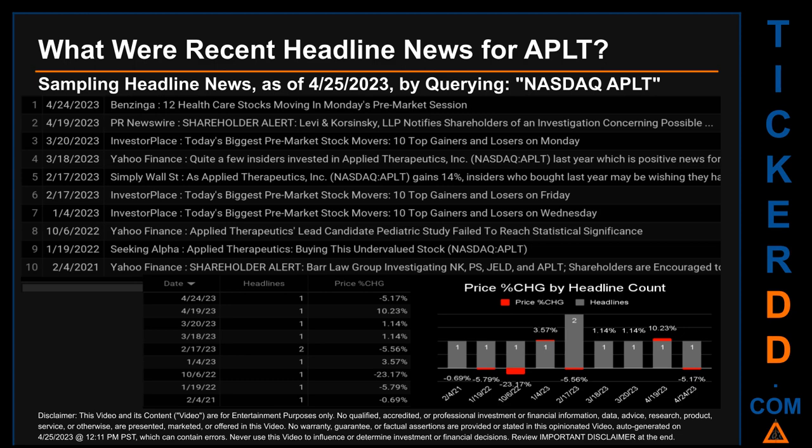Thursday, October 6, 2022 was the day with the highest percentage change in price when we compare opening versus closing price for the ticker. The day saw a drop of -23.17% when APLT opened trading at 0.82 and closed at 63 cents. There was one found headline when Yahoo Finance published the headline that read, Applied Therapeutics lead candidate pediatric study failed to reach statistical significance.